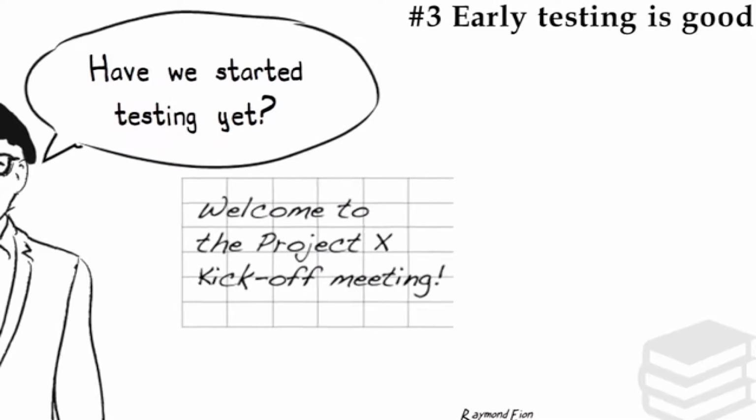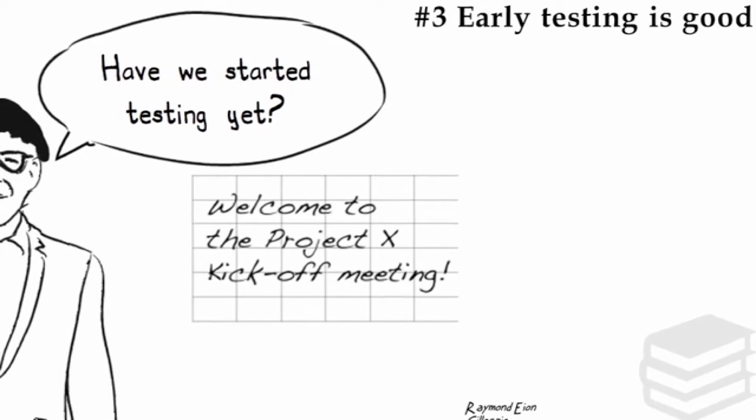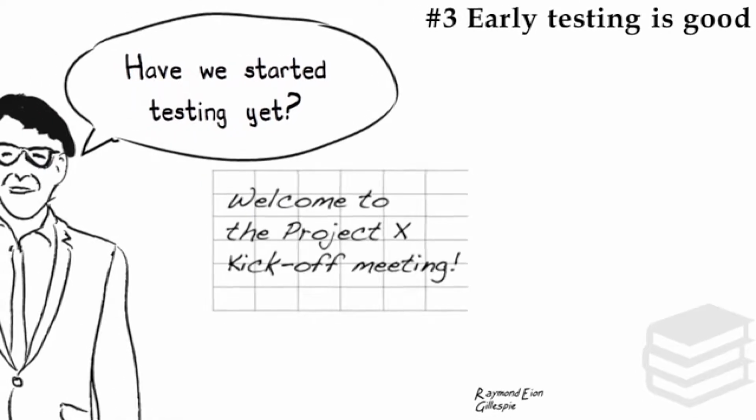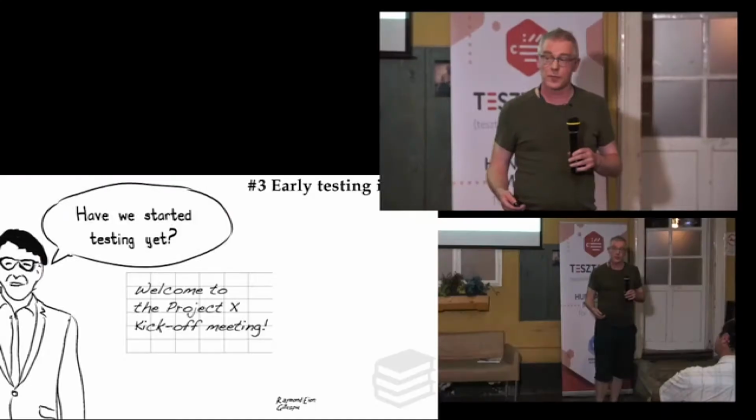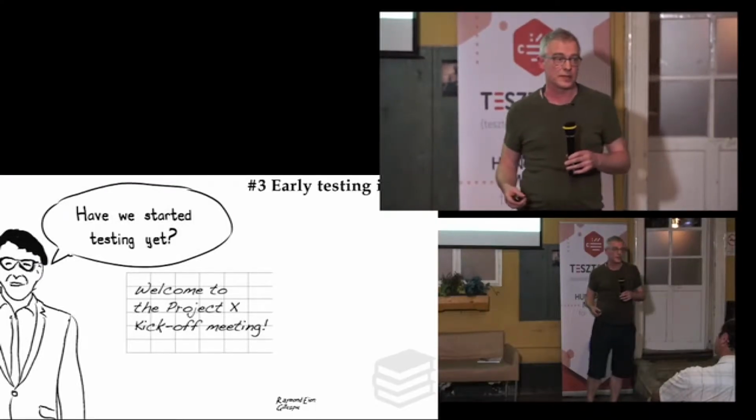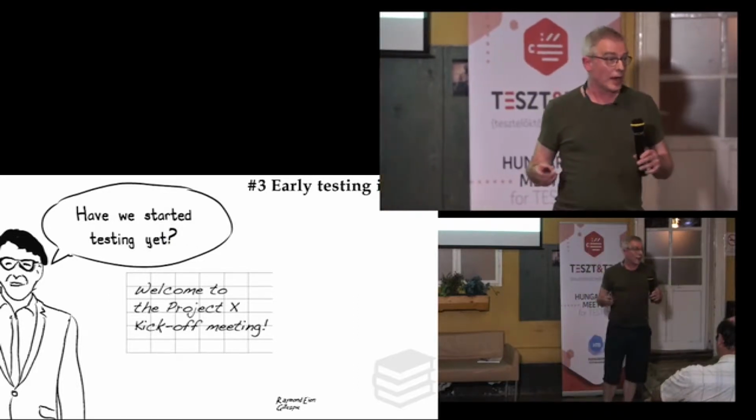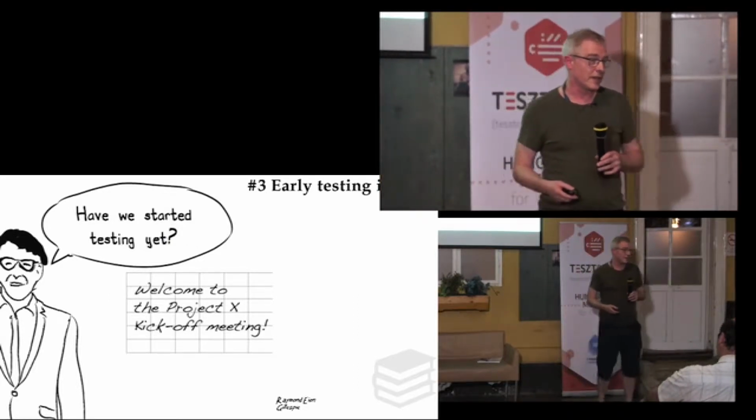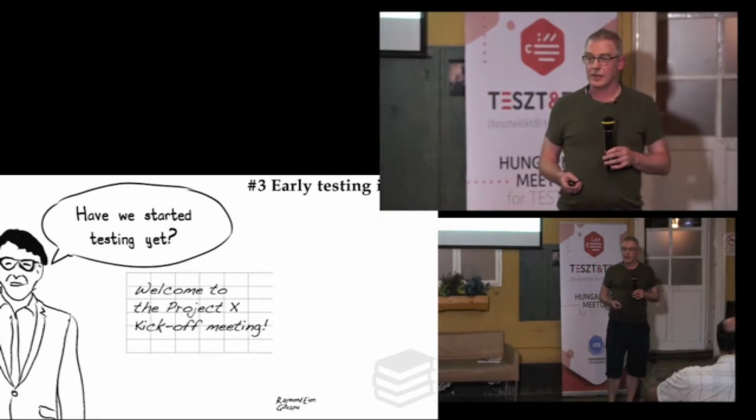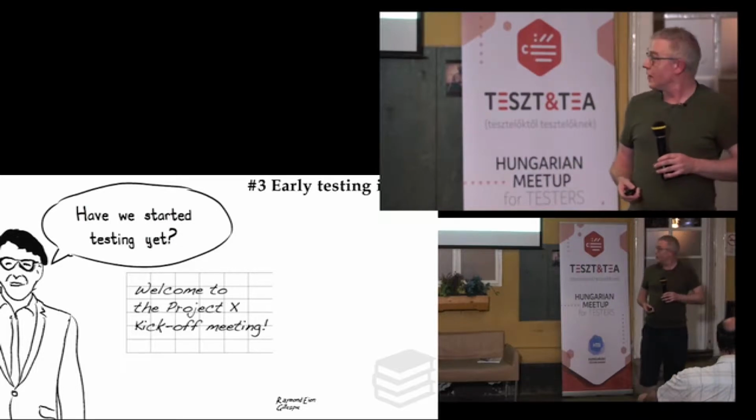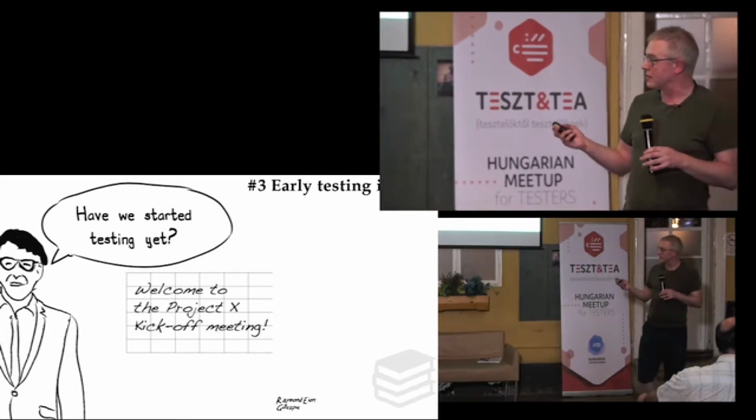Principle 3, early testing is good. The IBM System Science Institute calculated that a defect found in production is 7 times more expensive to fix than one found during the testing phase, and 100 times more expensive to fix than one found in the requirement specification phase. So clearly there's a financial incentive, if nothing else, to test early. And with documentation, it's exactly the same.